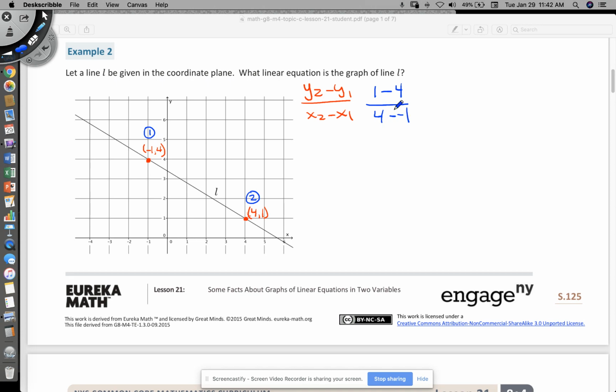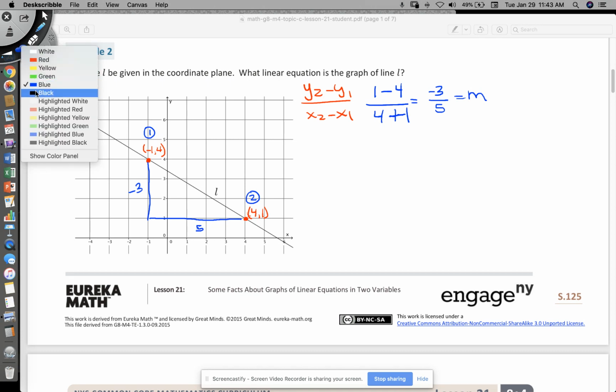And again, these two negatives form a positive. 1 take away 4 is going to give me a -3. 4 plus 1 is going to give me a 5. And that is my slope. To double check it, I'm going to drop down to where I'm level with that dot, and I drop down 3 units. And I ran 5 units over. So that's how you can double check that your slope is -3 over 5.